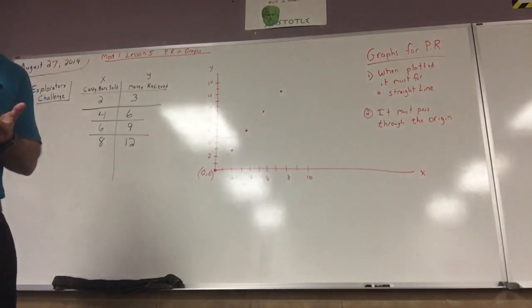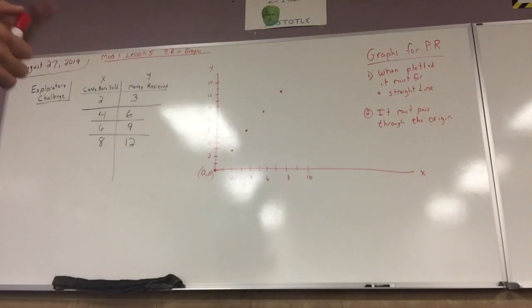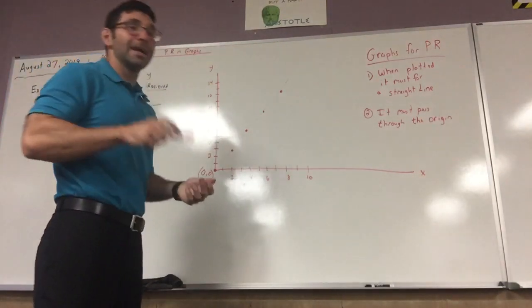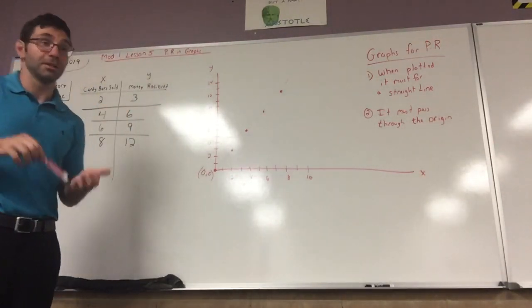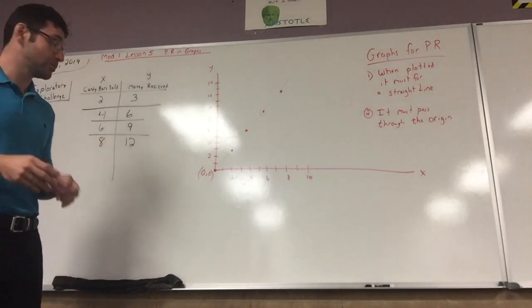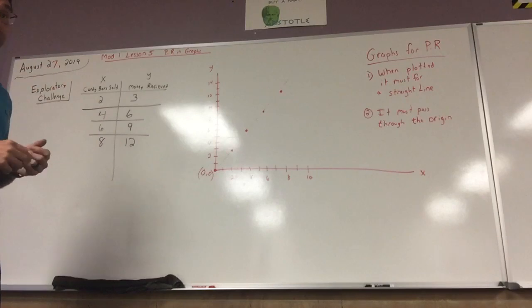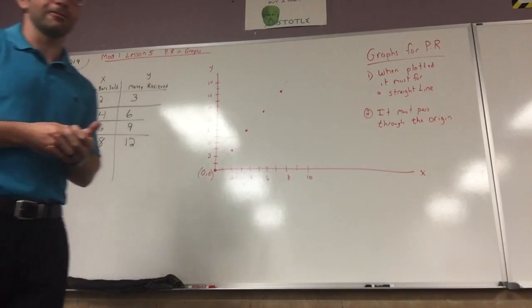Okay? So when we graph, there are two things that have to happen. It must form that straight line, and it must pass through the origin. No questions about it. It has to do those two things. Listen, I know this seems silly. This was your lesson. So here's what you need to do right now.